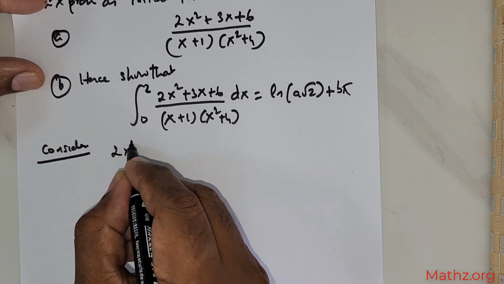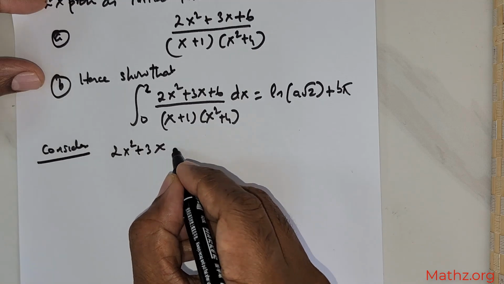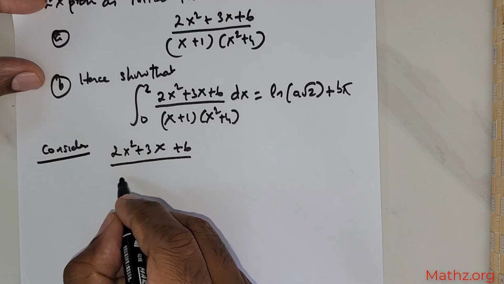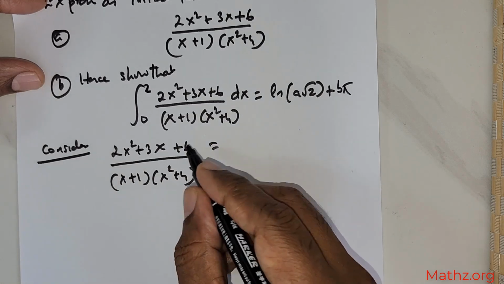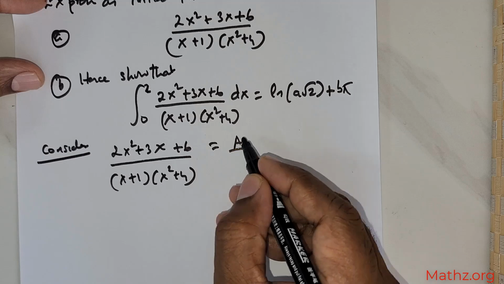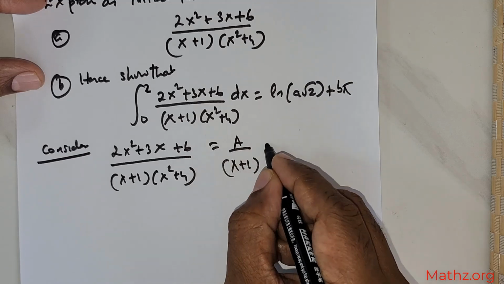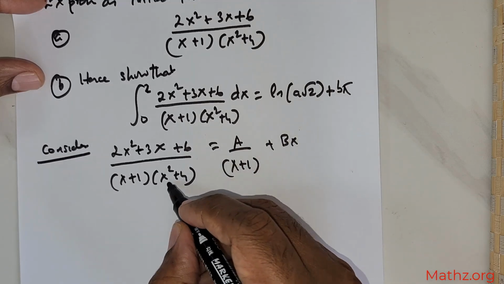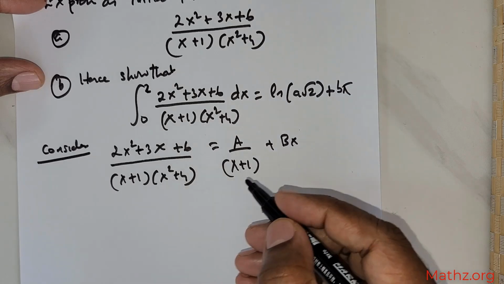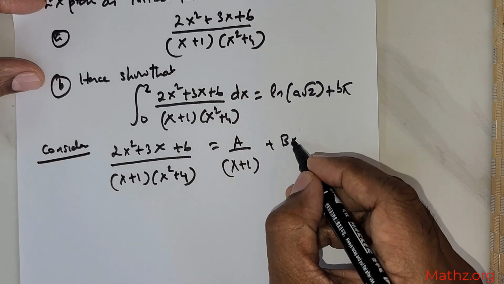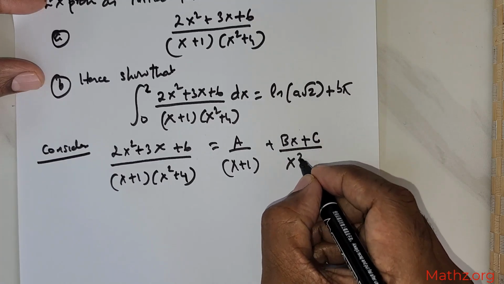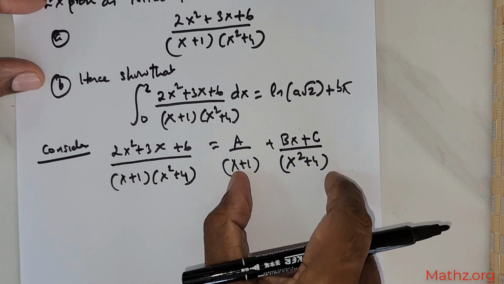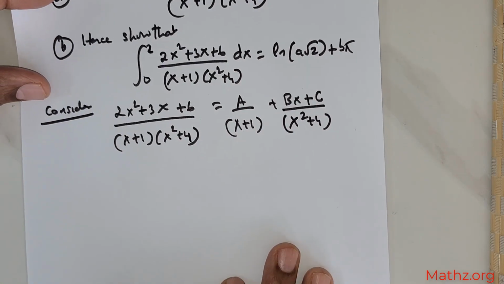So consider 2x squared positive 3x positive 6 divided by x positive 1 times x squared positive 4. Now the denominator can be rewritten as A over x positive 1 positive bx. Because of the fact that it has x squared positive 4, I can rewrite this as bx positive c over x squared positive 4. So this is the way we represent the left side.